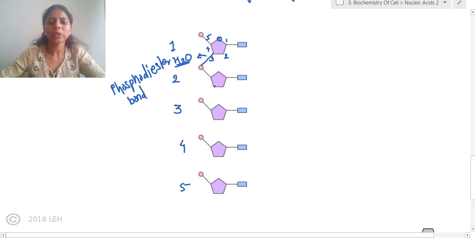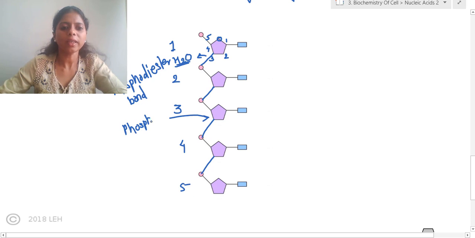Similarly, there is a joining of the second and third nucleotide by the same bond. The third carbon of the second nucleotide forms a bond with the phosphate of the next nucleotide. Likewise, this will also join. Understanding? So, try to understand, all the 5 nucleotides got joined to one another by a phosphodiester bond.